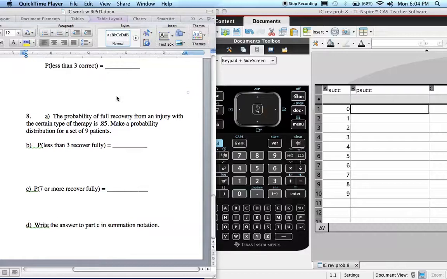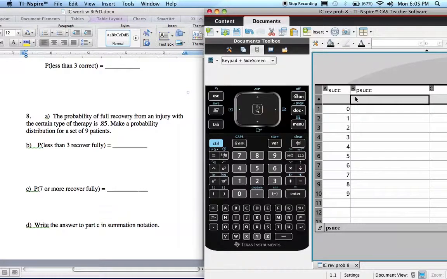Alright, we're going to make a probability distribution for problem number 8 on that review that we're working on in class today. The probability of success is 0.85, and we're going to make this distribution for 9 patients. So the probability that we'll have 0 successes from the therapy out of 9, 1, 2, all the way up to 9 successes out of 9 patients, and we want the probabilities. So we're going to calculate that.